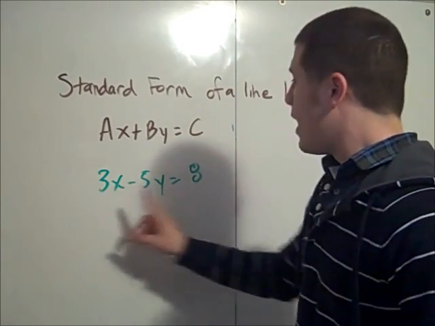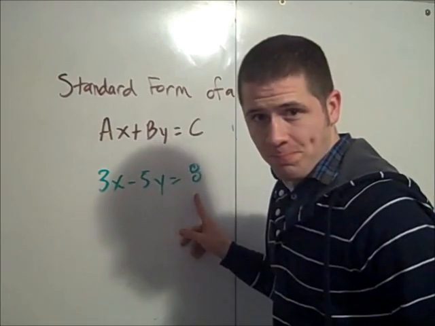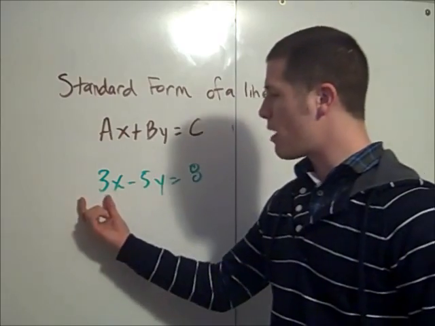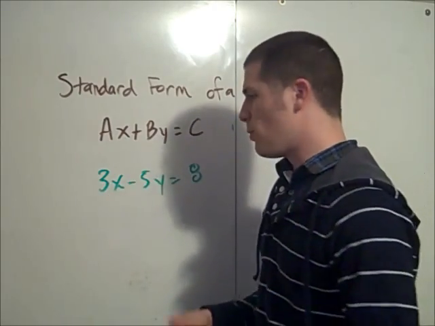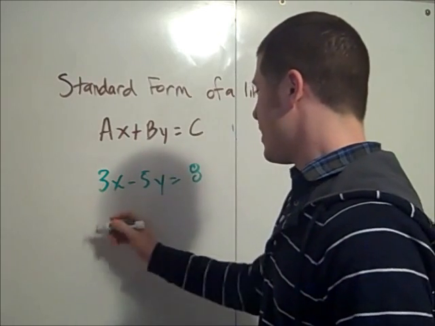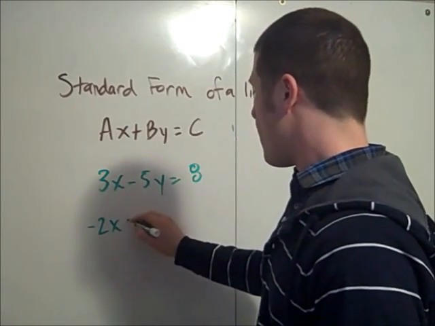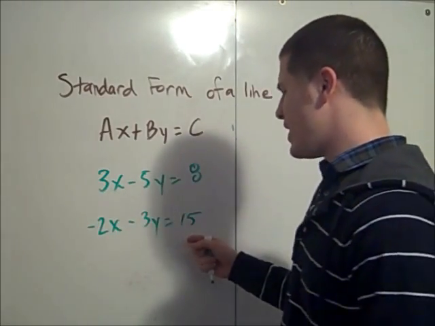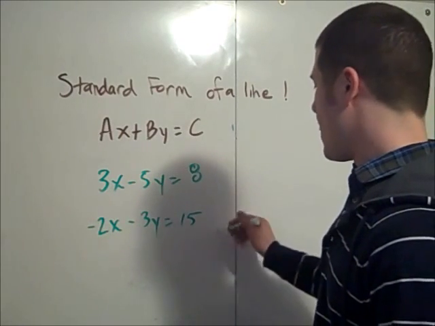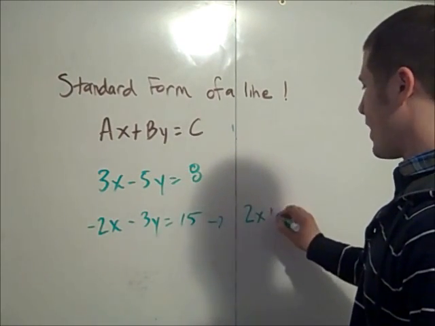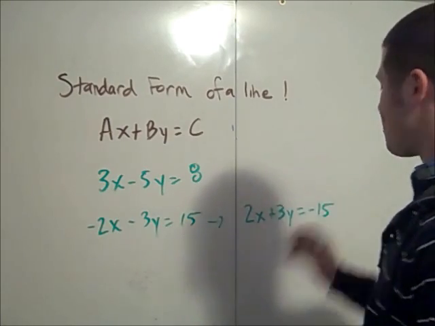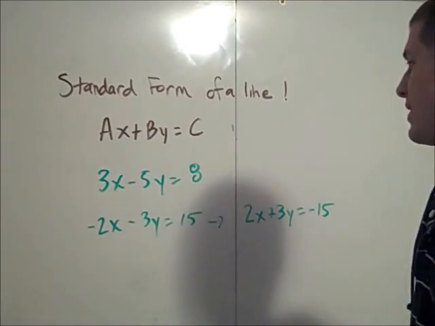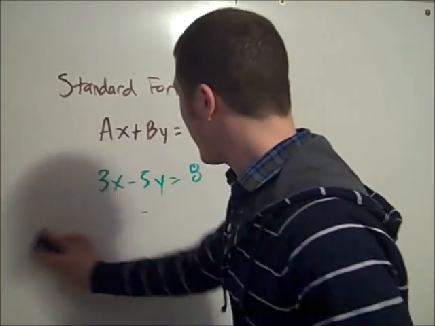Now, A, B, and C have to be integers, and more often than not, we let A be positive. So if there is a negative number here, we will multiply through by negative 1. For example, if you were given a standard form equation that looked like -2x - 3y = 15, the more common way you'd see this, multiplying everything by negative 1, is 2x + 3y = -15.